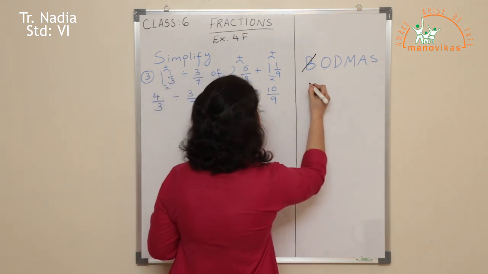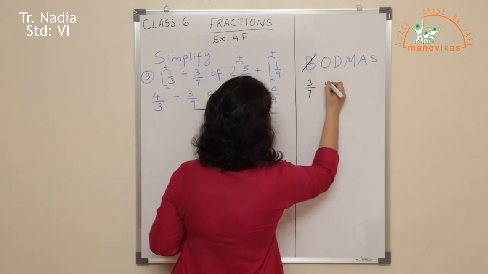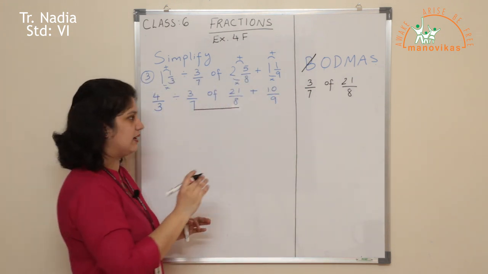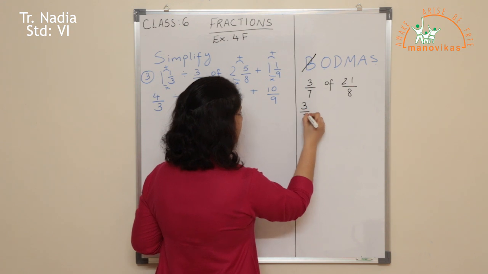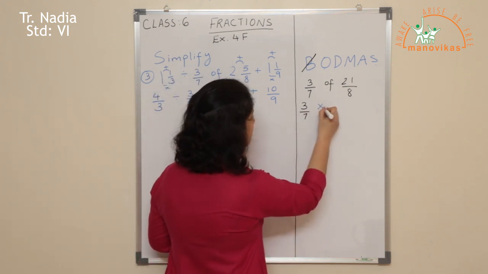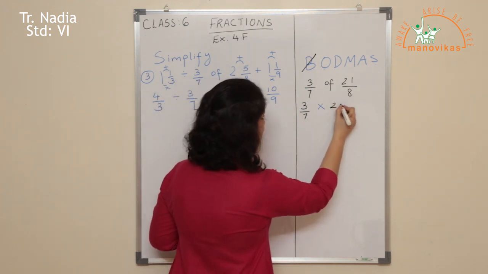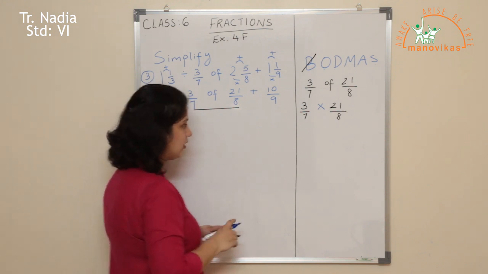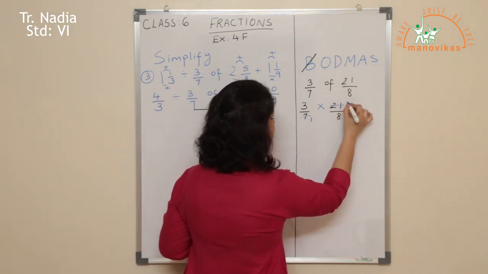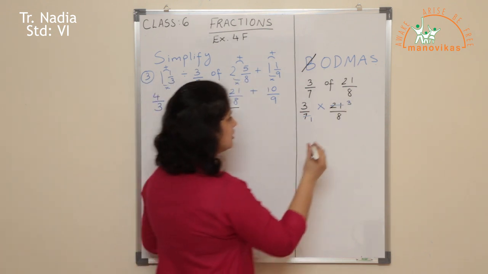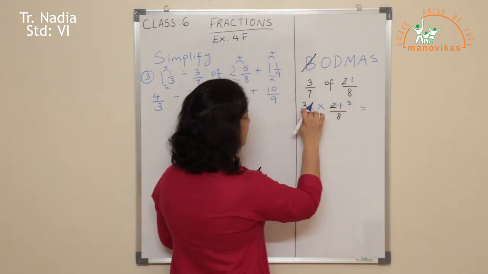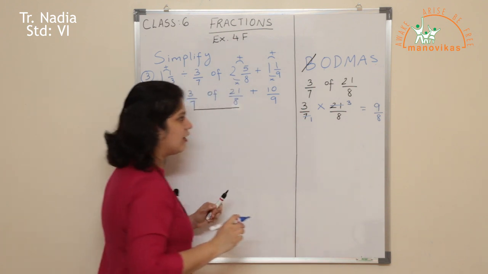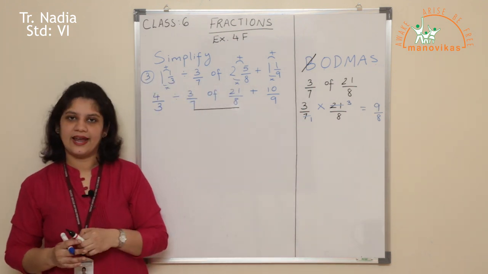So I will write here 3/7 of 21/8. Now let me solve this part. You all know of is nothing but multiply. So in place of of, I'll put multiply. So it is 3/7 multiplied by 21/8. Now let me see what I can reduce. I can reduce: 7 1s are 7, 7 3s are 21. So the answer is, in the numerator 3 3s are 9 and in the denominator 1 8s are 8. So after I solved the of part, I got the answer 9 upon 8.